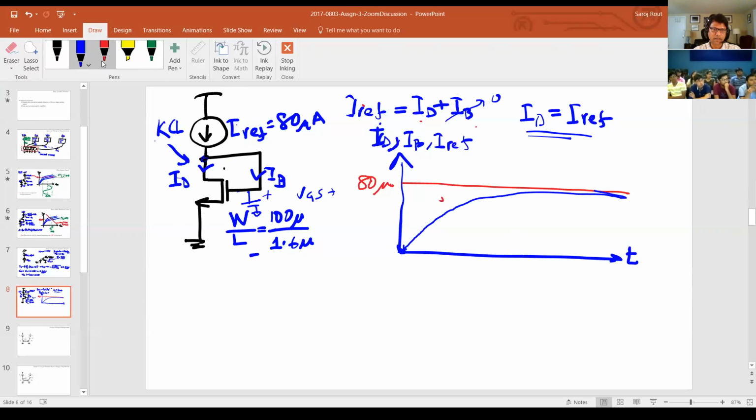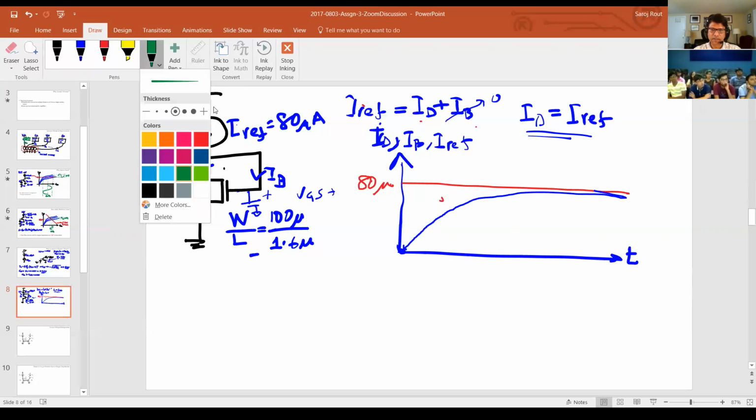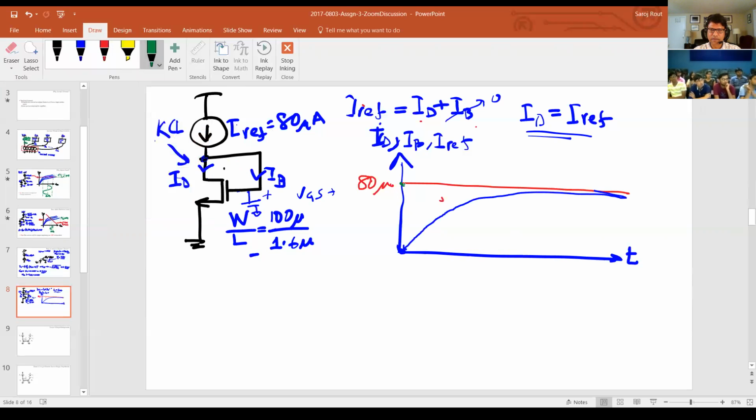Whereas if you look at the base current, that base current will start with this 80 microamp because it has nowhere to go. Let me put this as green, let's say. So let's say this is your base current. That base current will start with 80 microamp and will start reducing because these two currents have to be equal to this thing. So there is a transient involved in it.